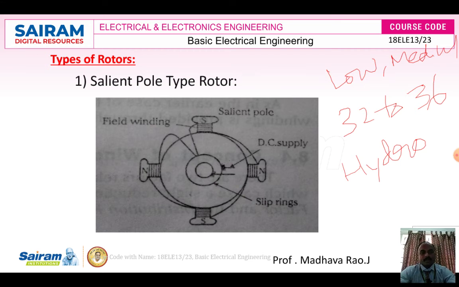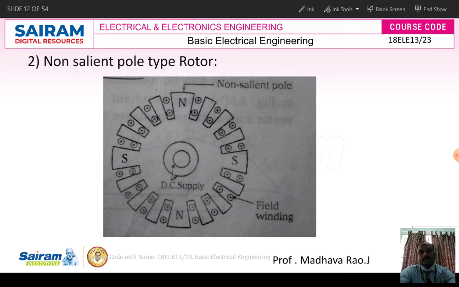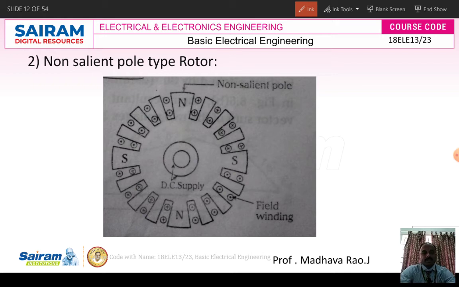Okay, so this is about salient pole type rotor. Coming to the non-salient pole type rotors, the poles are projected inner surface. See, this is the surface of the rotor. The poles are projected inner surface. So this is one pole, here one pole, here one pole, here one pole. The poles are projected inner surface of the rotor.